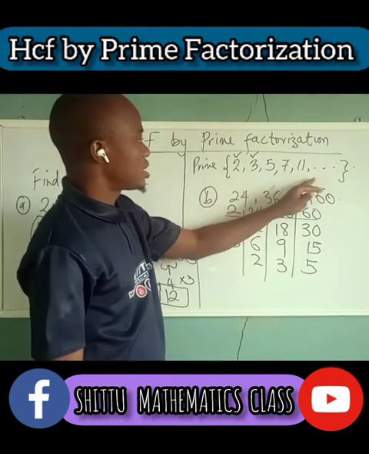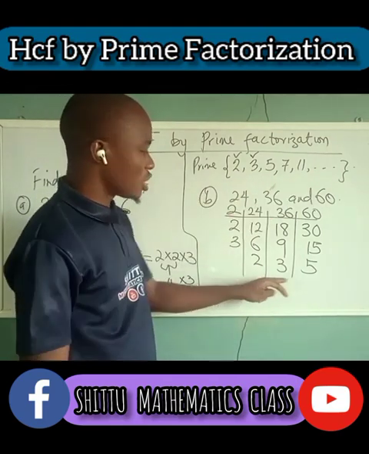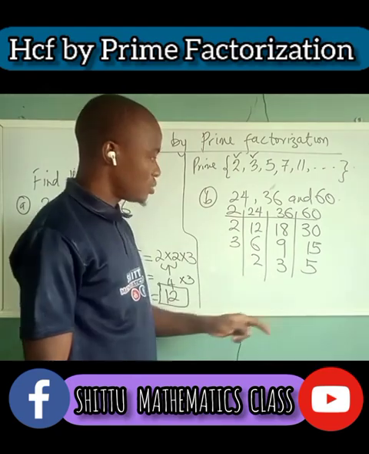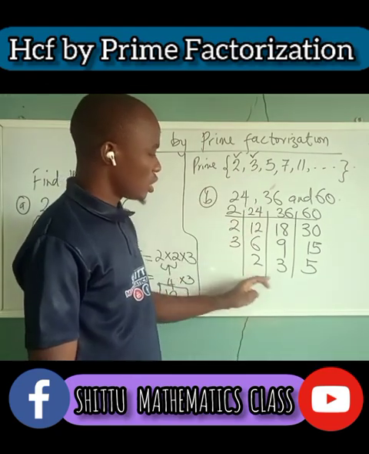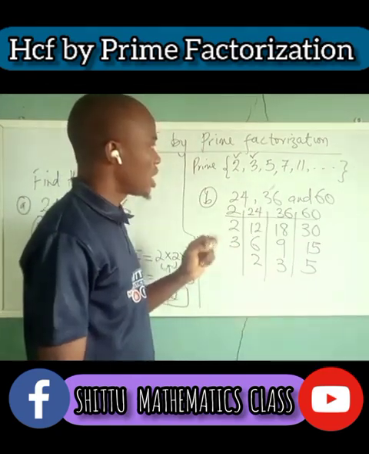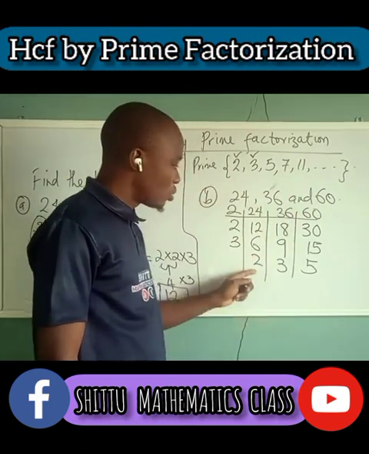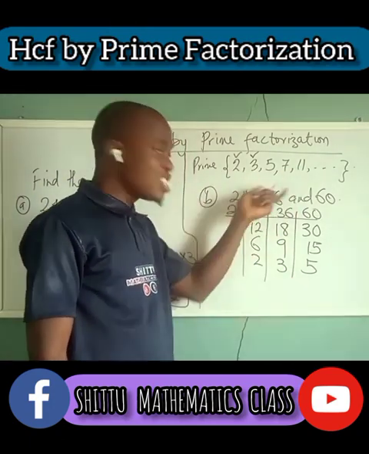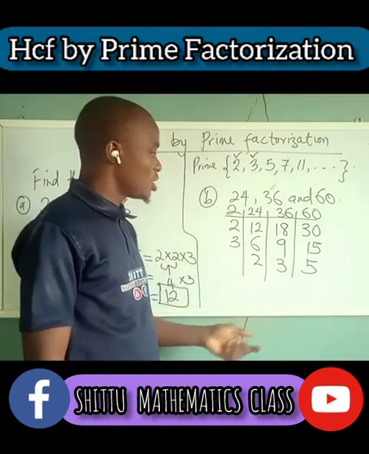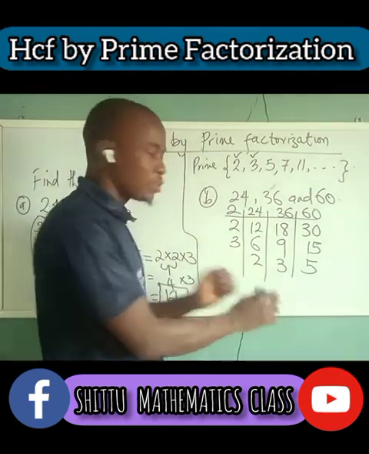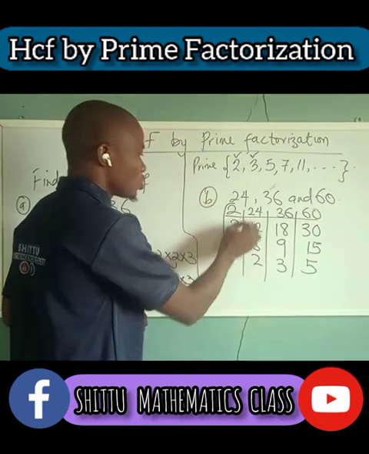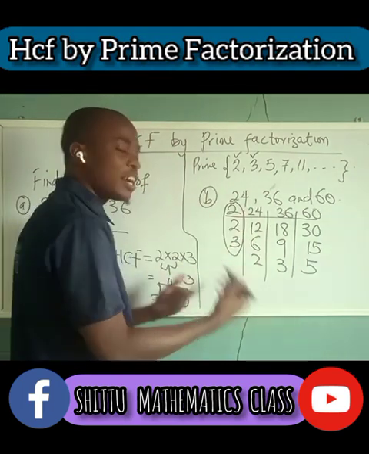Then you look at this. 2 cannot go in all of these exactly without a remainder. 3 cannot go in all of these exactly without a remainder. 5 cannot go. Definitely, we cannot have any number that will go into 2, 3, and 5. So that is where we are going to stop. And we are going to choose these and find their product.